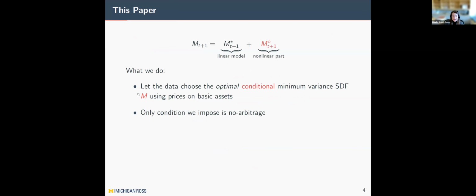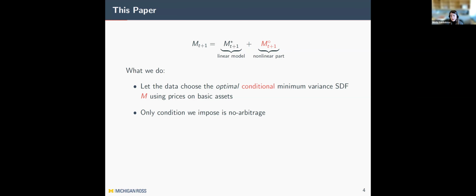So what we are going to do, we are going to let the data choose the optimal conditional stochastic discount factor, and we are going to focus on the minimum variance one. And we know that in economic terms, this is also going to bound the maximum attainable Sharpe ratio in the economy. The only condition that we impose is going to be no arbitrage. So again, the linear model is going to be correctly specified for the basic assets. In our context, think about international stocks and bonds. The nonlinear component is only there to ensure that the no arbitrage condition is going to be satisfied.